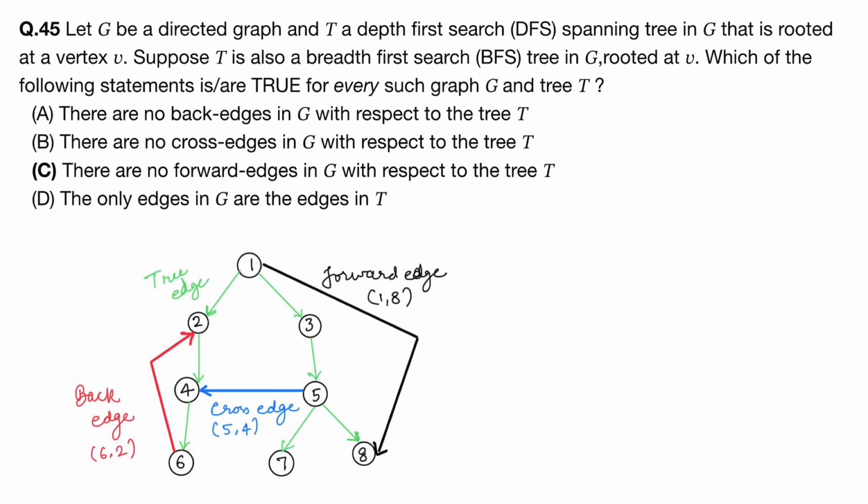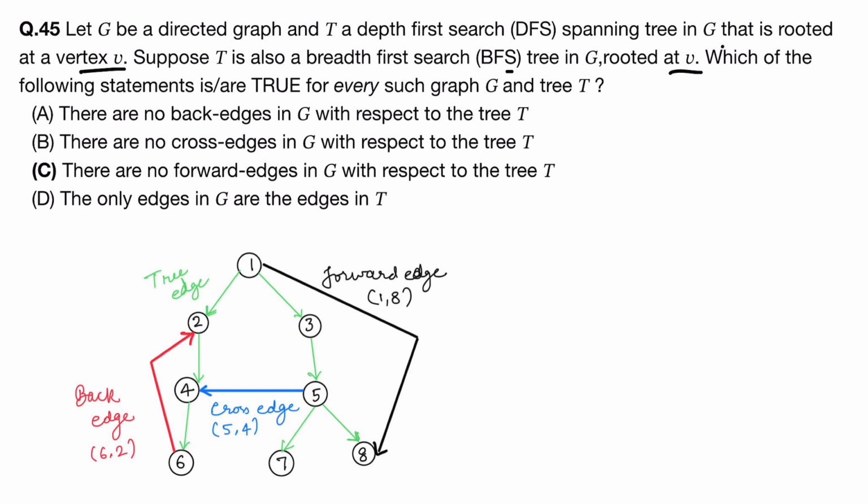See this one. Let G be a directed graph and T a DFS spanning tree in G that is rooted at a vertex V. Suppose T is also a BFS, breadth first search tree in G rooted at V. Which of the following statements is true for every such graph G and tree T?